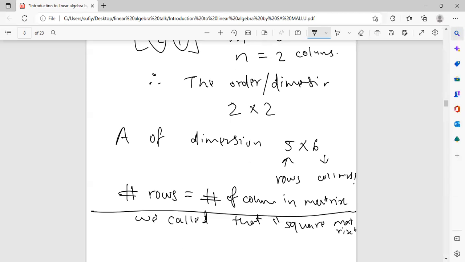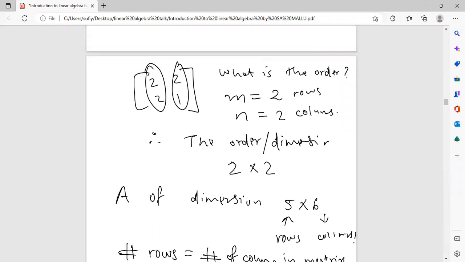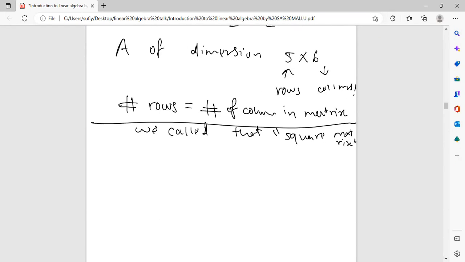Okay, so whenever you see a word in a textbook or somewhere when you read about matrices and they say the given matrix is a square matrix, what they simply mean is that the number of rows is equal to the number of columns in a given matrix. Okay, and we call such matrices square matrices.